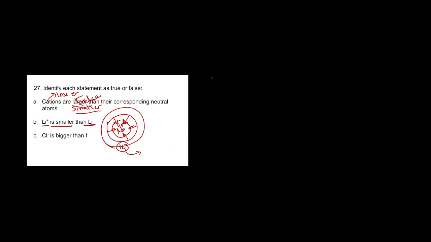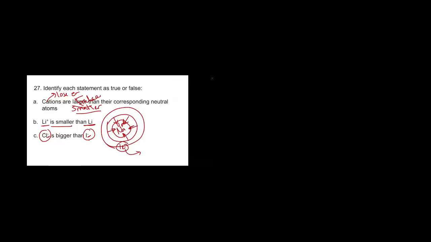Now we have Cl- and I-. Notice they're both minuses. So that means we had to compare the atoms themselves. So here's iodine. Here's chlorine. Chlorine is higher up. Iodine is further down. Because iodine is further down, that means it has more rings around it, which means that it's going to be bigger. It gets bigger as you go down. So that means iodine is actually bigger. So this one's false as well.